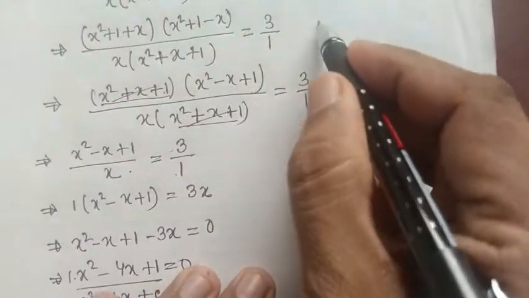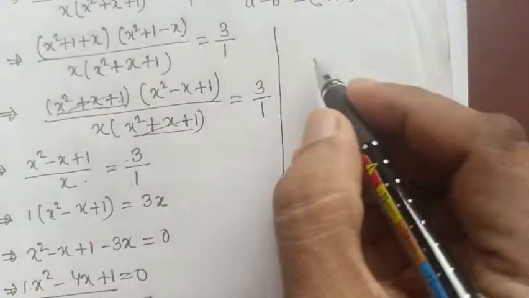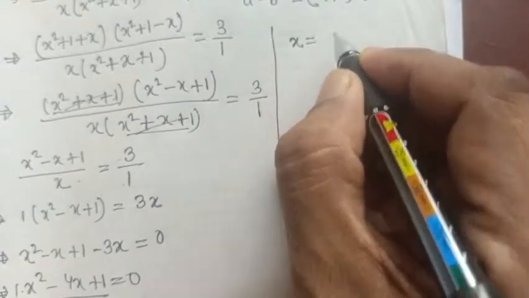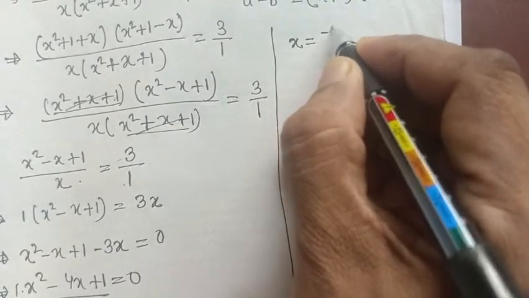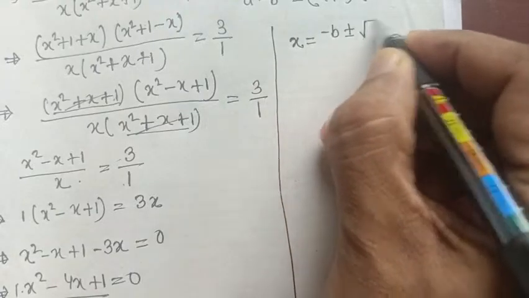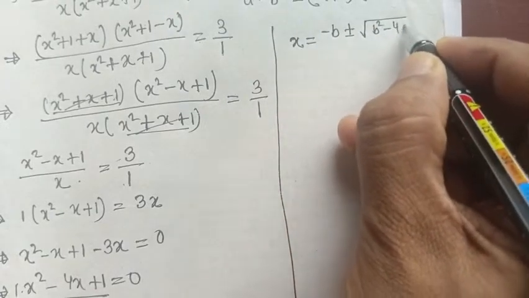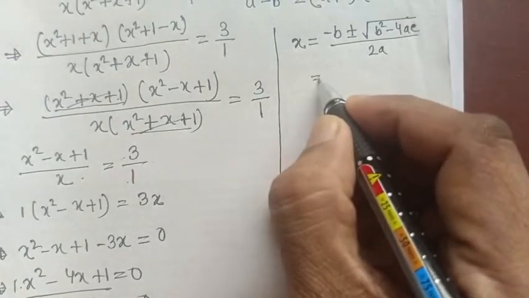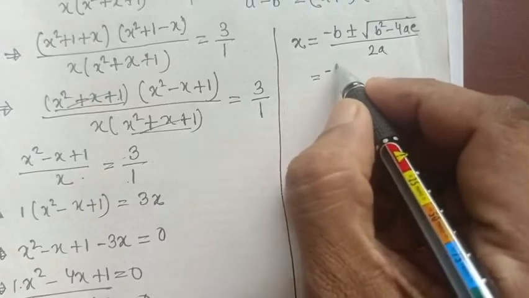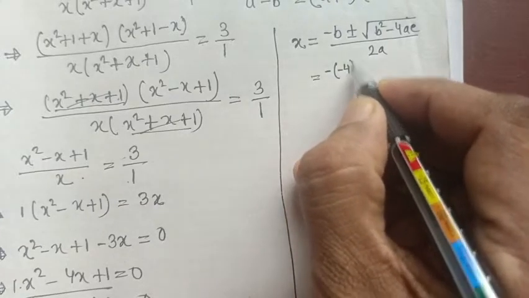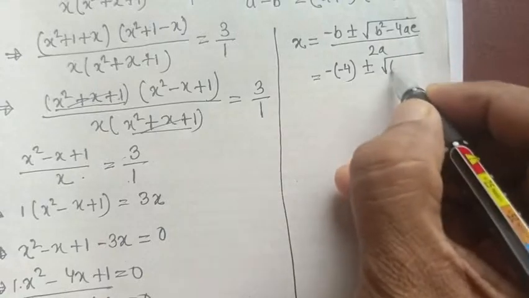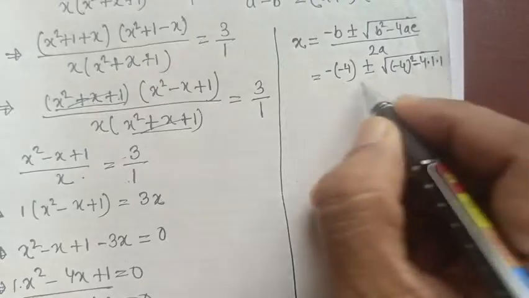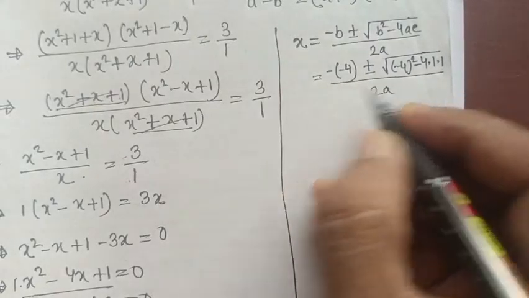Now for a quadratic equation, we get the root of any solution like x equals minus b plus minus root over b square minus 4ac by 2a. Now we are going to put the values. b is equal to minus 4, so x equals 4 plus minus root over b square minus 4 into 1 into 1 by twice a.